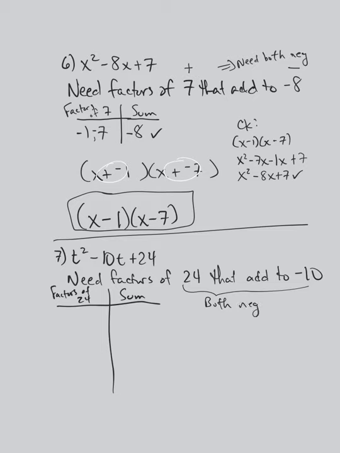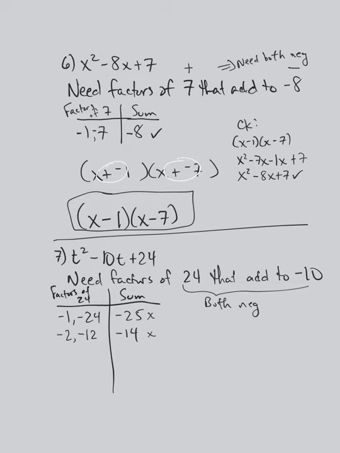Okay, and so we just start with one in the number. Well, except we need both of these factors to be negative. So we'd start at -1 and -24. If we add those together, we get -25. And then we go to 2. 2 goes into 24, but we need it to be negative. So we get -2 and -12. Add those together, you get -14. So none of these are working so far.